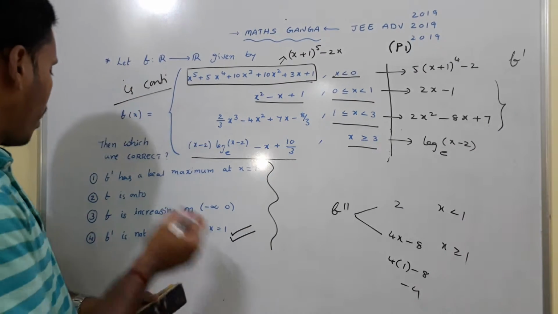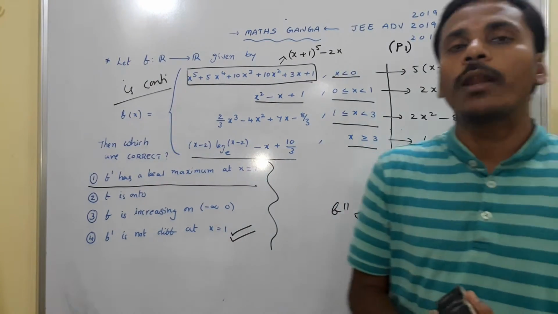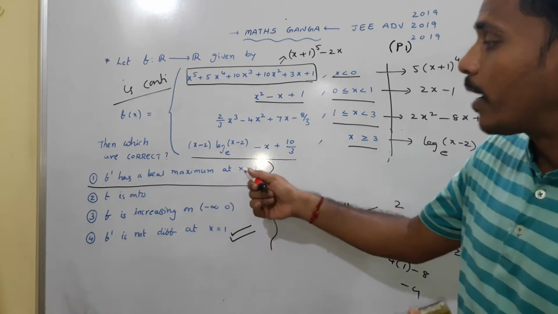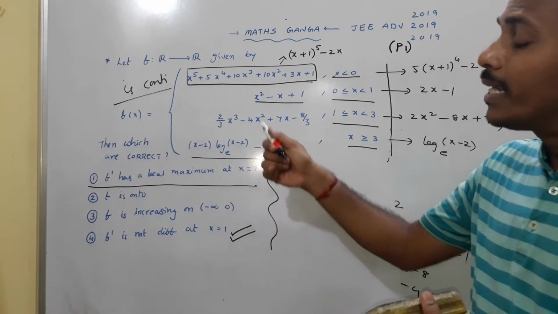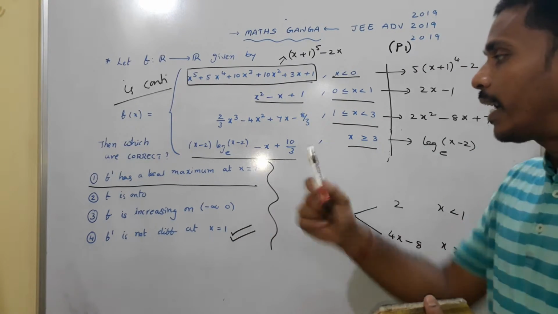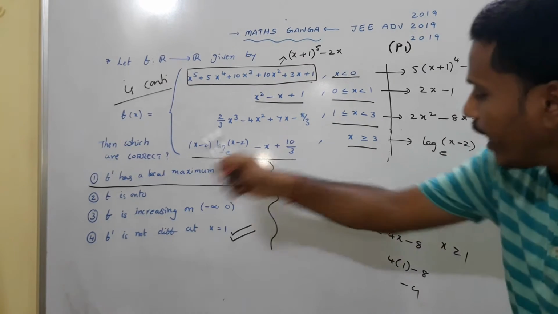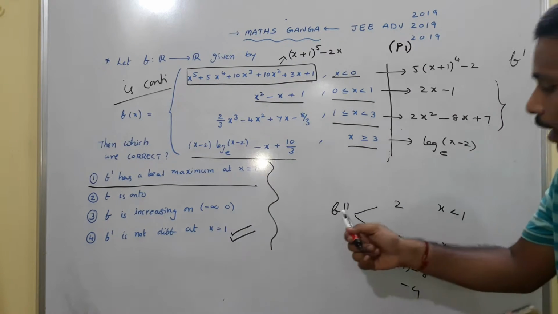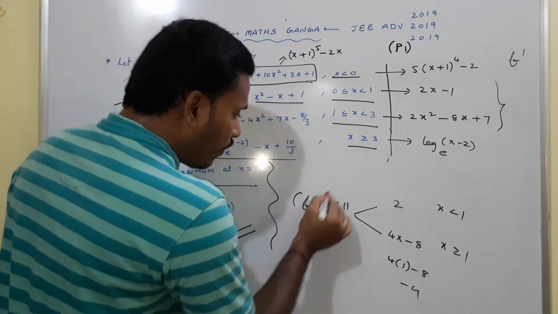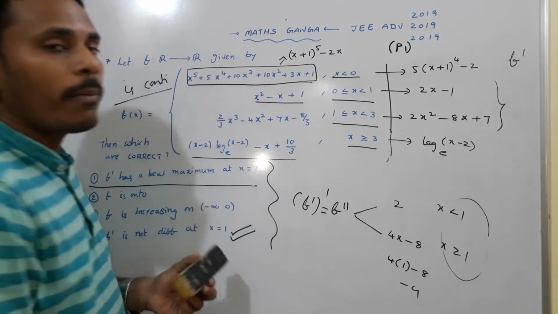Then to check option 1, f dash has a local maxima at x equals 1. To check whether f dash has a local maxima at x equals 1, we need to observe its second derivative and its derivative. That means the second derivative of f in the left hand side and right hand side regions of 1. If you check, for x less than 1, the derivative of f dash is positive. For x greater than 1, the derivative of f dash is negative. So the derivative of f dash is once positive and once negative. Surely at 1 we have a local maximum.